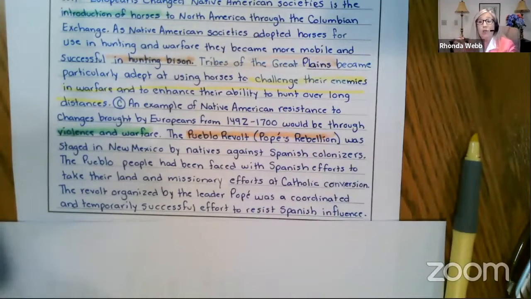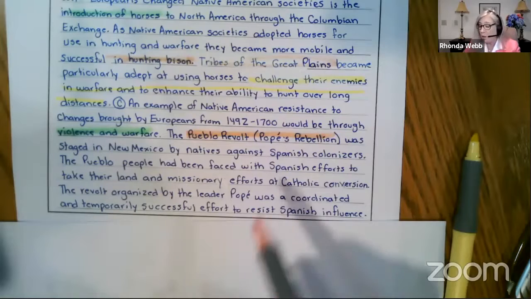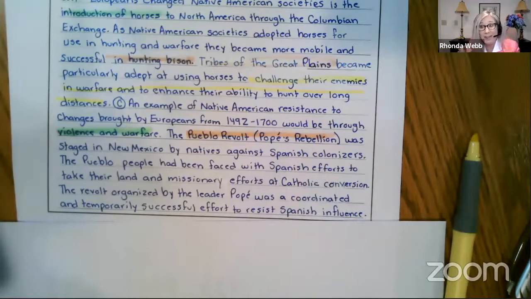So I can't just drop in a name. That's one thing that I tell my students. You can't just name drop. You can't just throw out Pope's Revolt, there's my answer, and not explain what it is. You have to show the reader of your exam you know what you're talking about. So once you've got Pueblo Revolt here, you've got to define it.